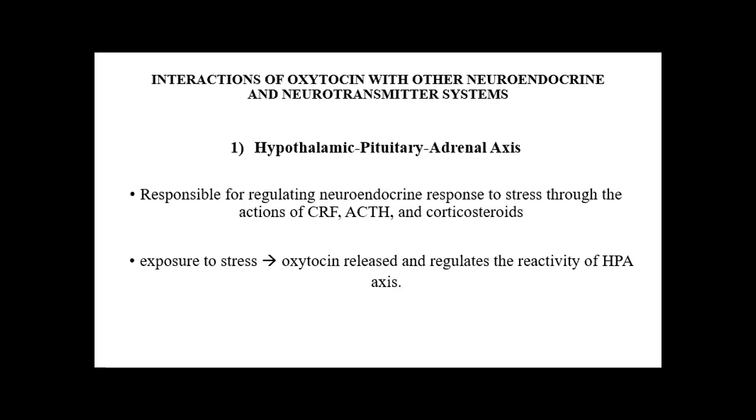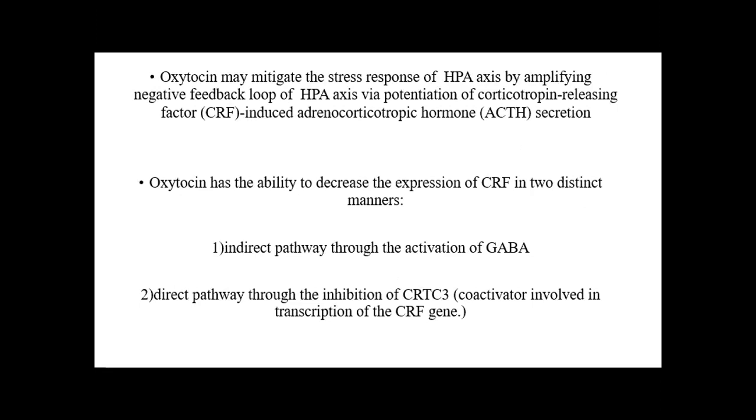Interaction of oxytocin with other neuroendocrine and neurotransmitter systems. The hypothalamic-pituitary-adrenal axis, which I have explained in the previous slide, is responsible for regulating the neuroendocrine response to stress through the actions of CRF, ACTH, and corticosteroids. Exposure to stress will lead to oxytocin release, which regulates the reactivity of the HPA axis. Oxytocin may mitigate the stress process of the HPA axis by amplifying the negative feedback loop of the HPA axis via potentiation of CRF and ACTH secretion. Oxytocin has the ability to decrease the expression of CRF in two distinct manners, that is through an indirect pathway or a direct pathway. The indirect pathway is through the activation of GABA and the direct pathway is through the inhibition of CRTC3, which is a co-activator involved in the transcription of the CRF gene.